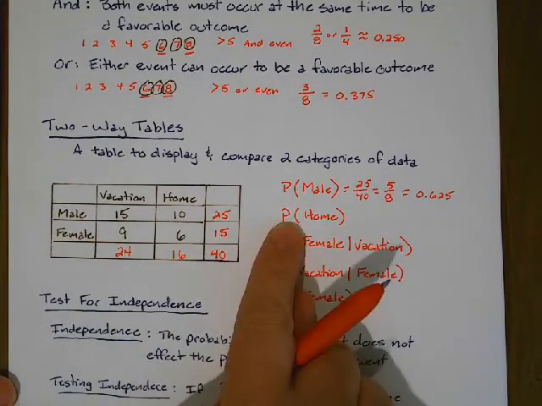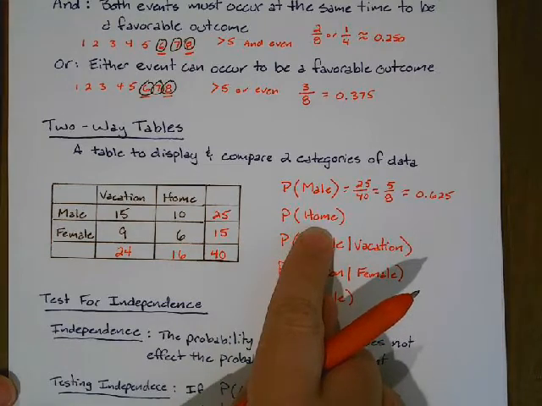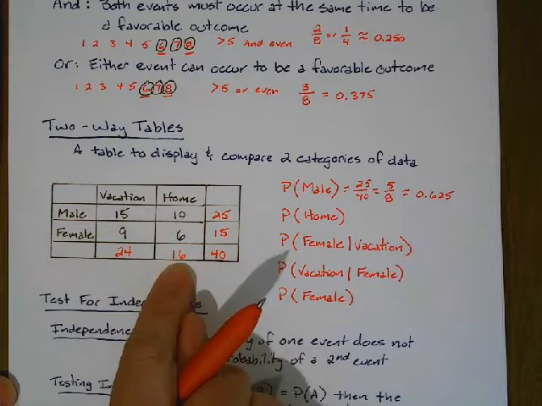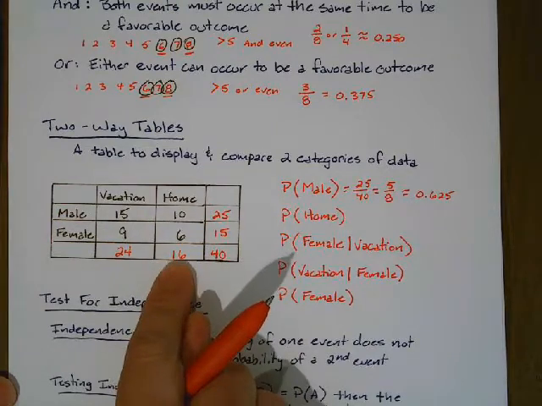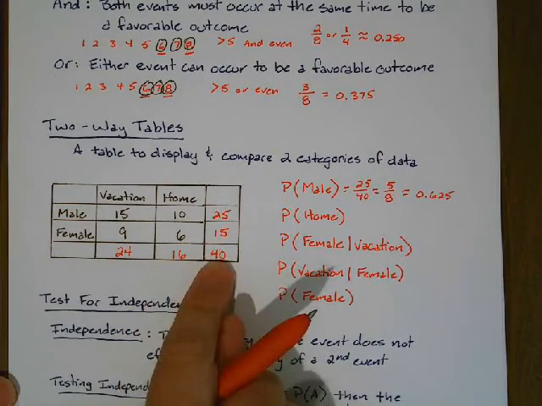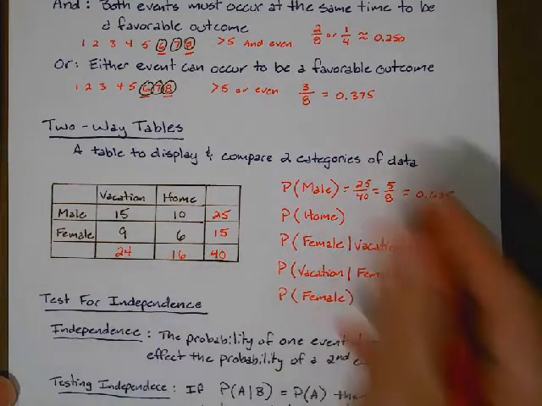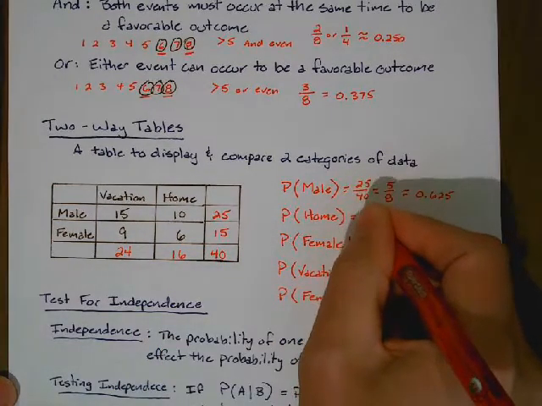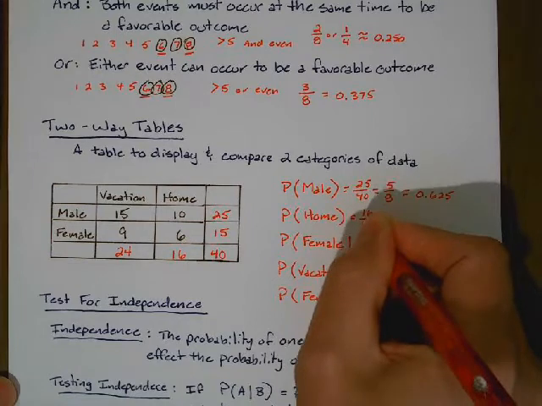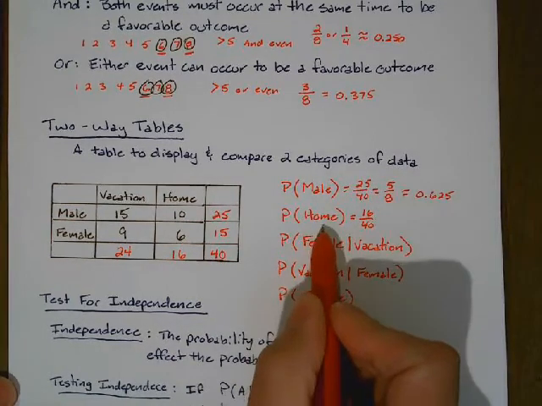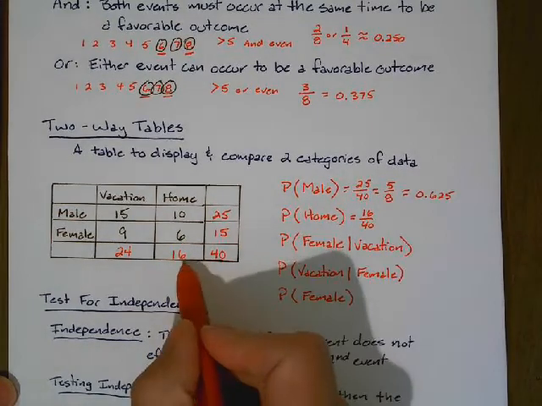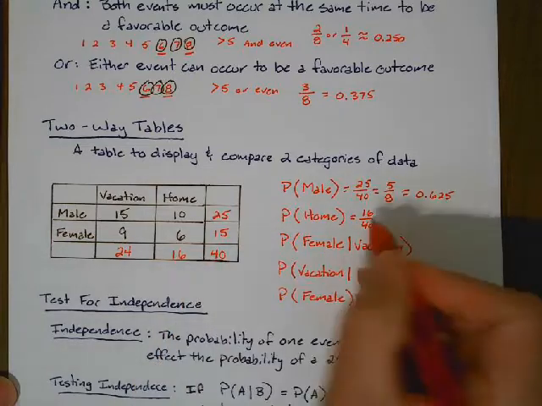Okay, what's the probability that I randomly picked somebody from the survey and they said they wanted to stay home? Well, a total number of people who said home was 16, and there were 40 people in the survey. So this would be 16 divided by 40. Our favorable outcome is people that said that it's home. There were 16 of those people. And then it's out of 40.